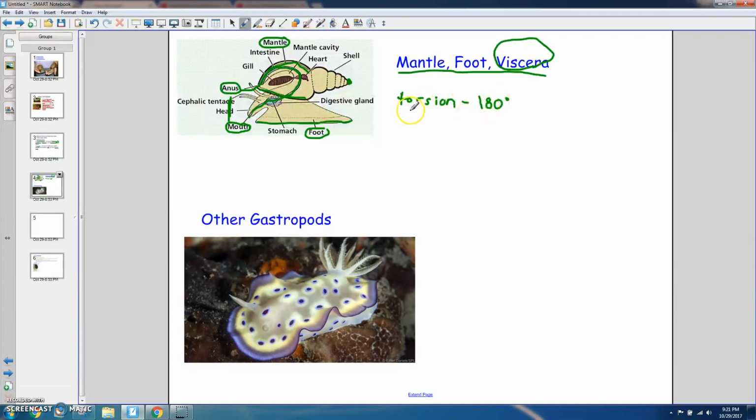And torsion is important because otherwise the waste would end up back here in the shell and they would have to carry their waste their entire life, which would get heavy, and it can also cause disease because it can get infested with bacteria. So torsion's a good thing, but at the same time it can cause what I mentioned before, fouling. And fouling is when they accidentally eat their own feces.